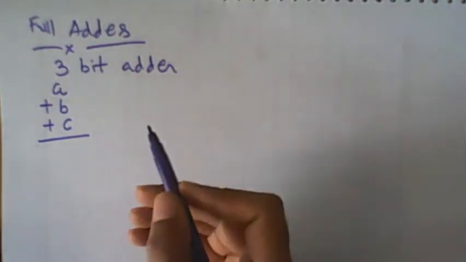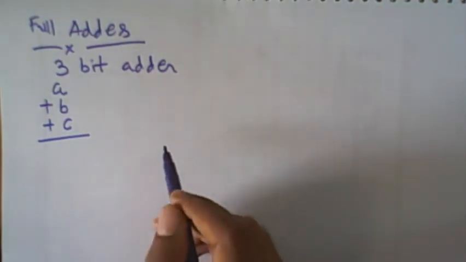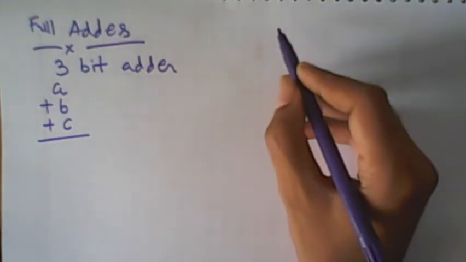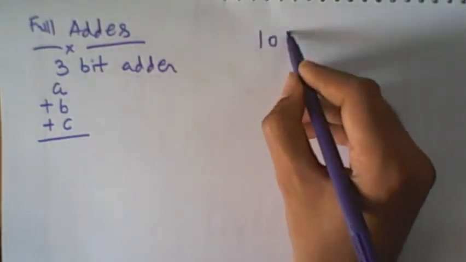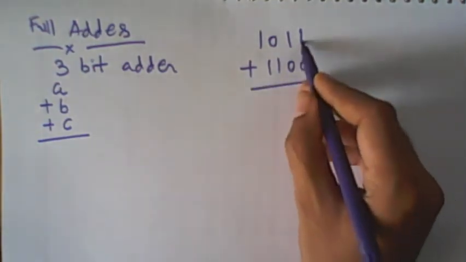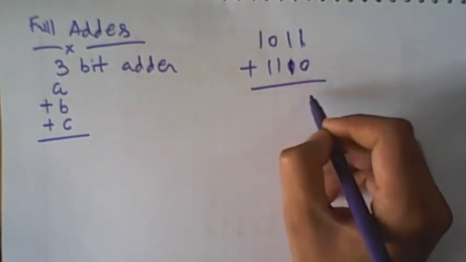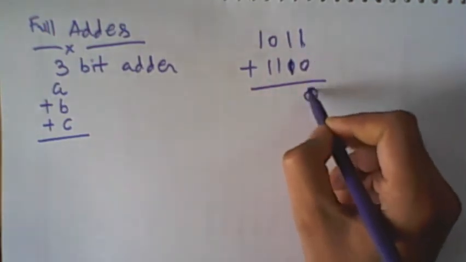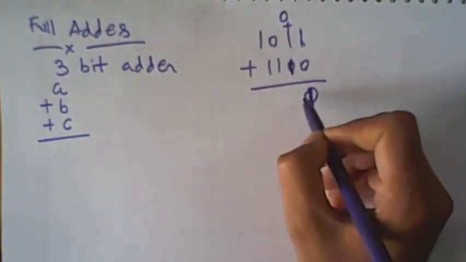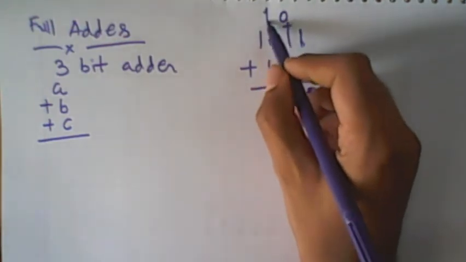A full adder is a 2-bit adder plus the previous carry. It adds the previous carry. So when we are adding, suppose a 4-bit number with another 4-bit number, whatever the output of one stage is, suppose here it is 1 and here it is 0, so the sum bit is 0 and it propagates the next stage carry as 1.